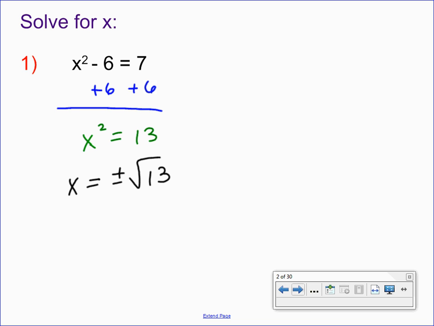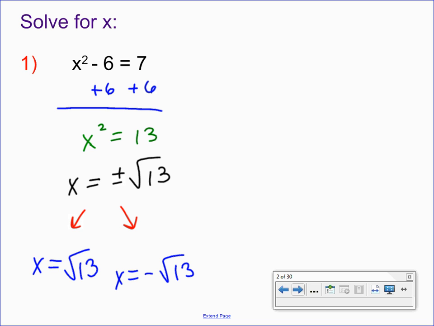Sometimes it will reduce, sometimes it won't. You could box this and still get full credit. I'm still going to break it up into two things just to drive home the fact that, yes, indeed, this is two separate answers, two separate solution values. x equals positive root 13, and x equals negative root 13.